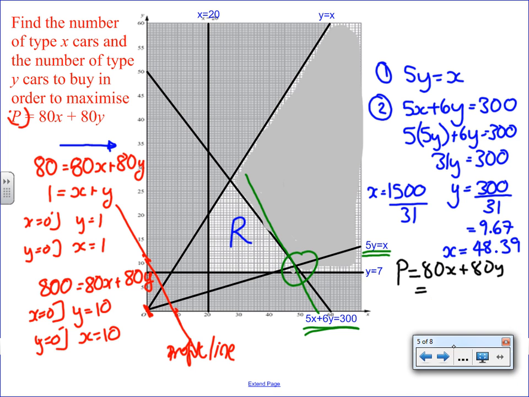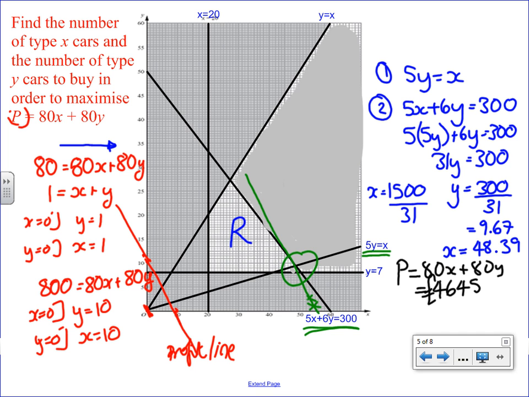So it is 80 times 300 over 31 plus... Oh, you want x though. Yeah, no, you're right, x isn't that. That was y. It's 1500 divided by 31. And then add on 80 lots of y. Actually, they're both 80, so it didn't matter, did it? Being stupid. And that comes to £4,645 profit.